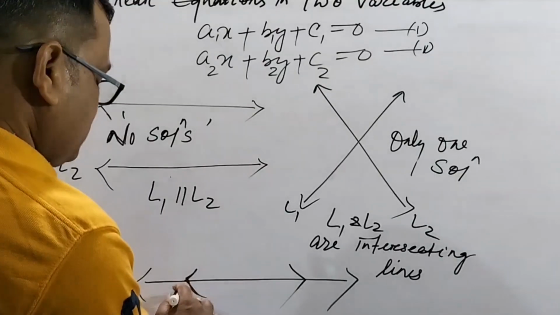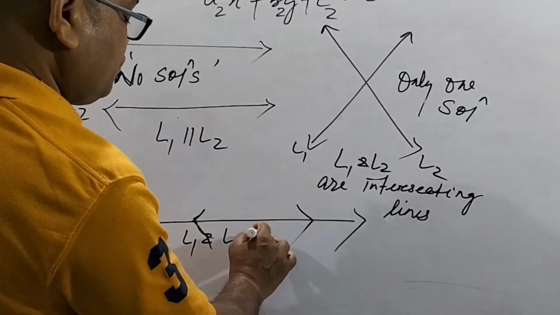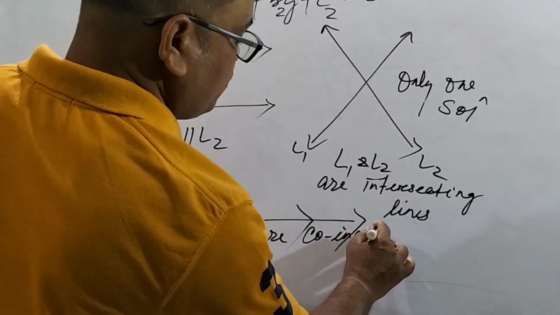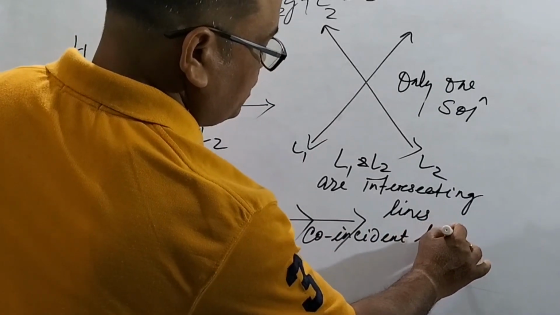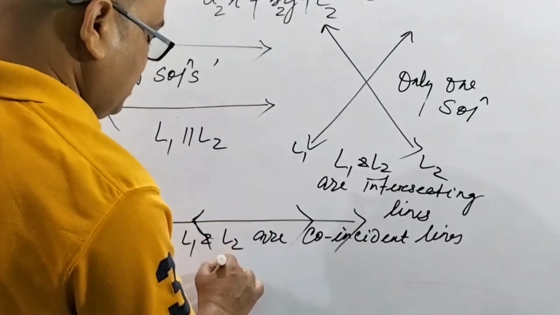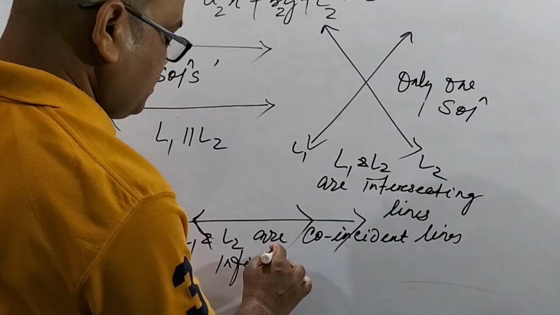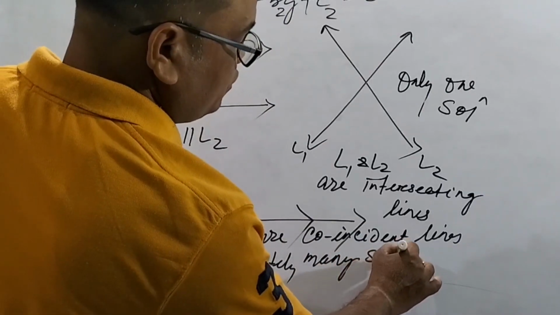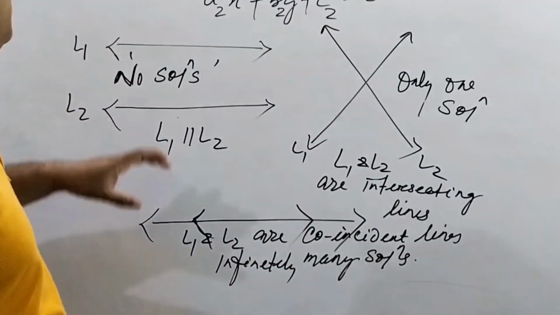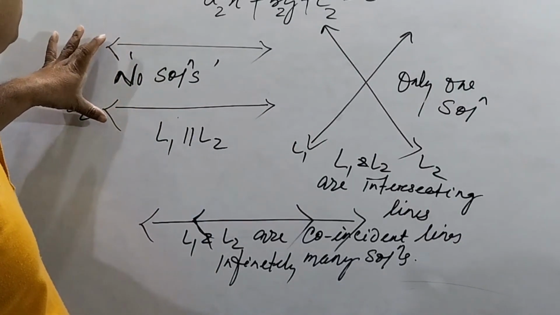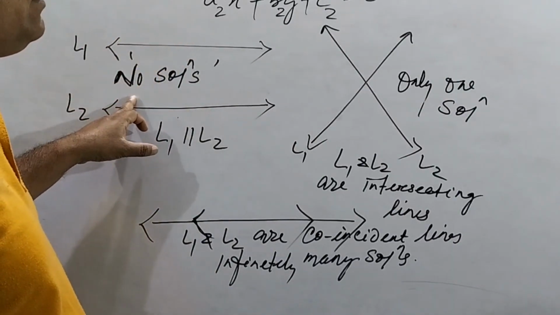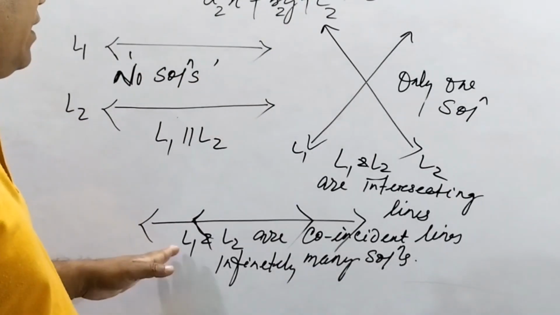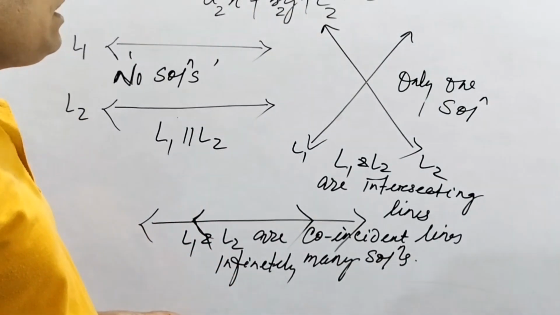In this case, L1 and L2 are coincident lines. Hence, you will get infinitely many solutions. Try to remember. If the lines on the graph paper you get are parallel, no solutions. If lines are intersecting, only one solution. If lines are coincident lines, then infinitely many solutions you will get.